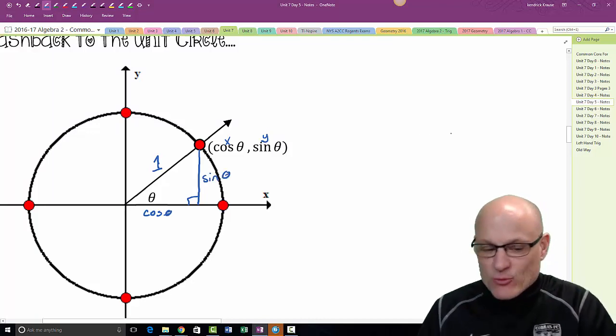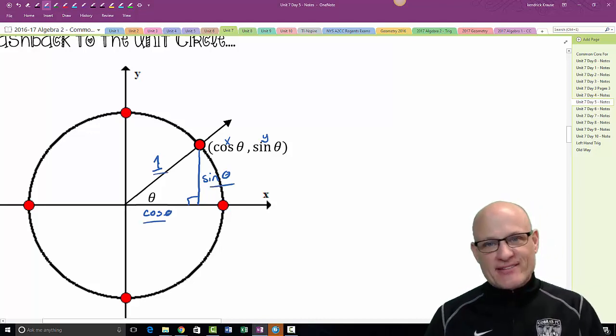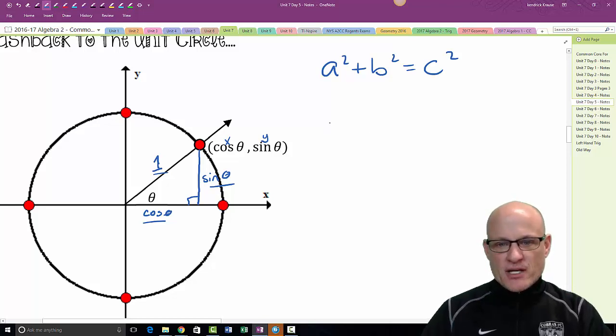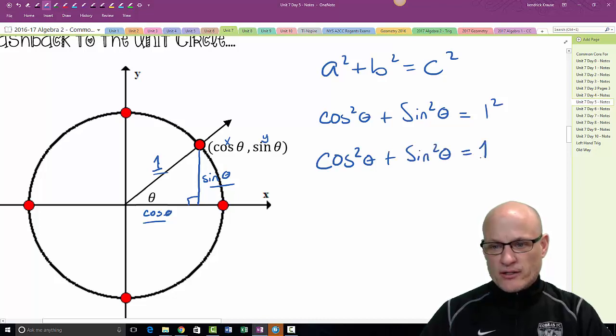Well, what do I have here? I have a right triangle where my sides are cosine, sine, and 1. Well, one of the most famous things I can do with a right triangle, we've already done this in the last couple of days, is the Pythagorean Theorem. How about a squared plus b squared equals c squared? Well, let's see what that looks like in this triangle. The x's squared is cosine squared theta plus sine squared theta, which is equal to 1 squared. Well, wait a second. That means that cosine squared theta plus sine squared theta is equal to 1.